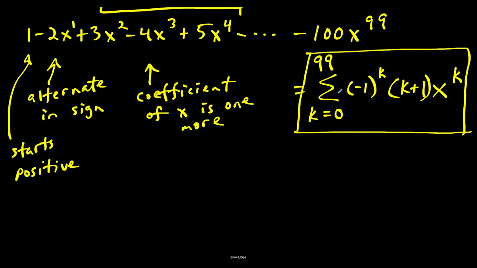And once again, just to make sure that I'm correct, I do a little mental check. I plug in k equals 0, and I plug in k equals 99. And notice negative 1 to the 99. 99 is odd, so that would make this last term negative. And then 99 plus 1 is 100, x to the 99. So this thing definitely checks out.